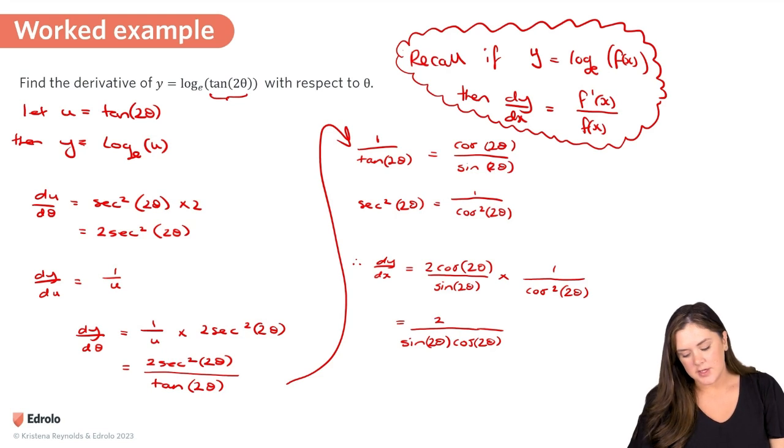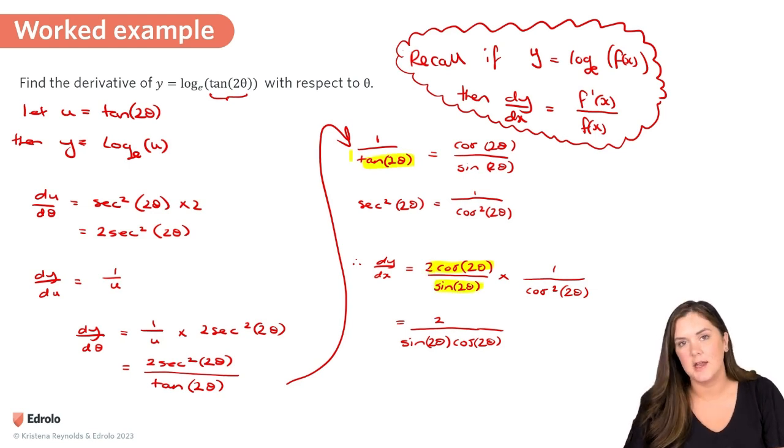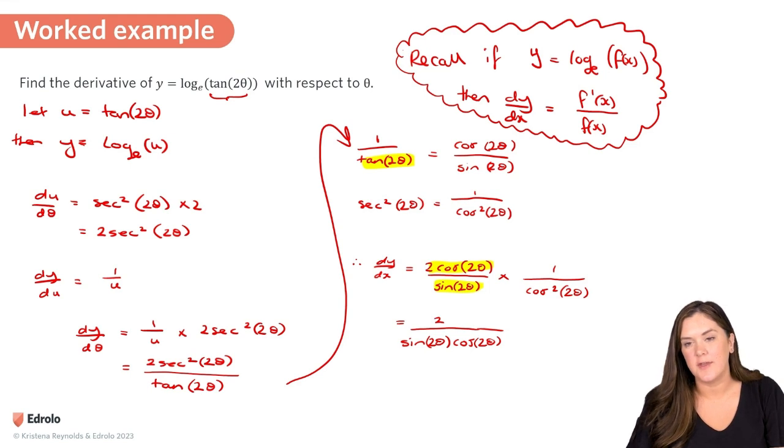I'm just going to replace our tan 2 theta and our sec with the relationships that we can see above here. So we'll have 2 cos 2 theta over sine 2 theta. That's going to replace our tan at the bottom there, and then multiplying by our sec squared 2 theta, which is the 1 over cos squared 2 theta. And what we can see here is we've got a cos on the top and on the bottom, and they are both 2 theta as well, so we can cancel those out. So we end up getting 2 over sine 2 theta cos 2 theta.